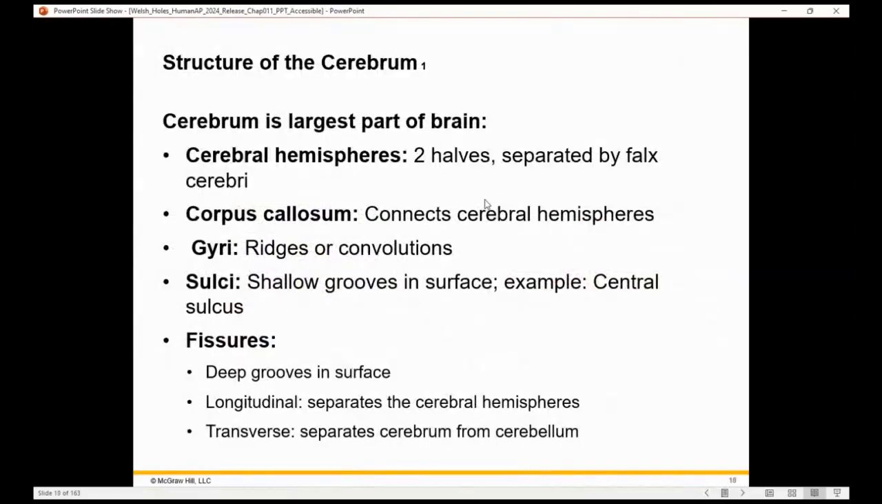So the cerebrum is the largest part of the brain. You have two cerebral hemispheres, and they're separated by the falx cerebri. Then we have the corpus callosum that connects the cerebral hemispheres. You have gyri and sulci. The gyri are the ridges or convolutions. The sulci are the shallow grooves. And then you have fissures, which are deep grooves in the surface. You have the longitudinal fissure, which separates the cerebral hemispheres, and a transverse fissure, which separates the cerebrum from the cerebellum.